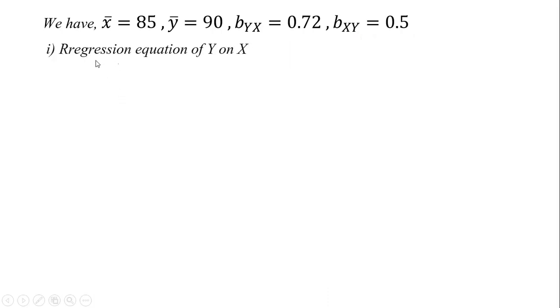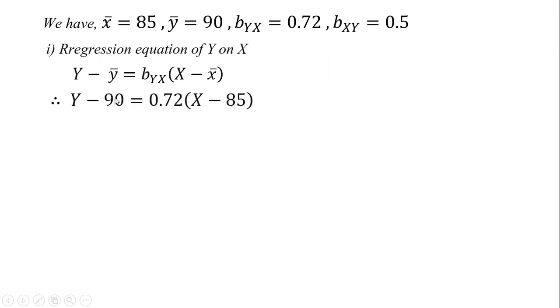Now first, regression equation of y on x. It is y minus y bar is equal to byx into bracket x minus x bar. Now here we only have to substitute values of y bar, byx and x bar. Here we have all the three values. We substitute these values here. We get y minus 90 is equal to byx is 0.72 into bracket x minus x bar is 85.